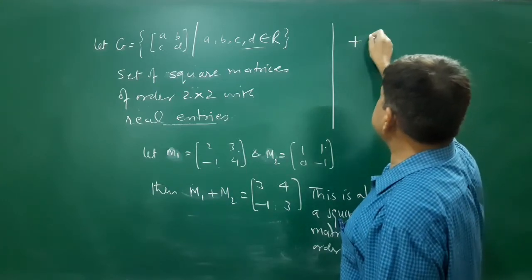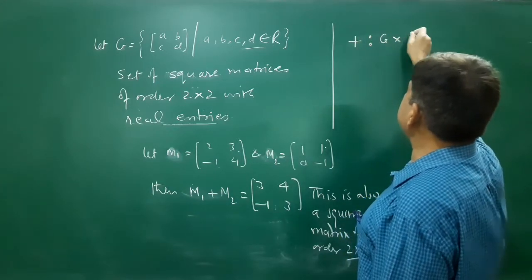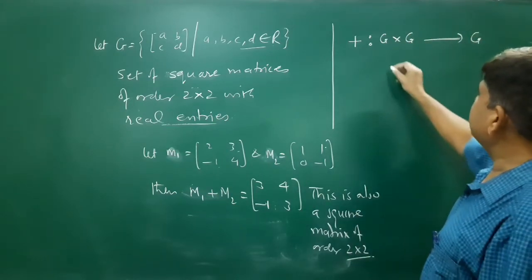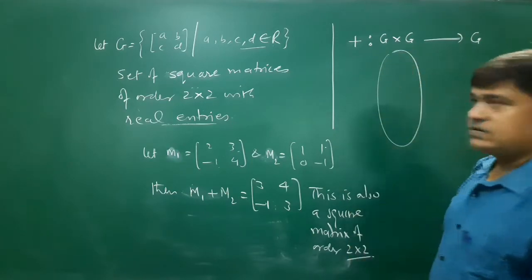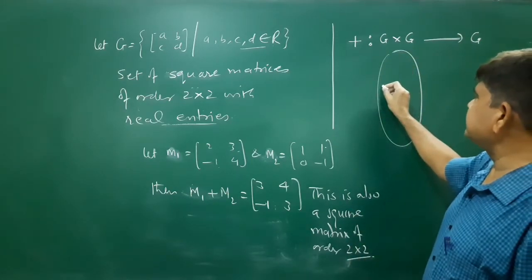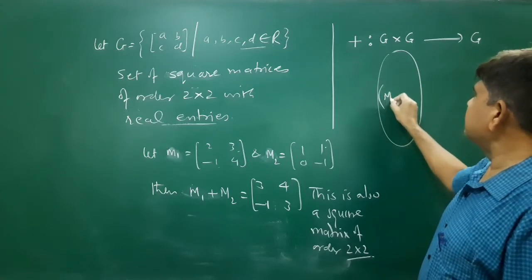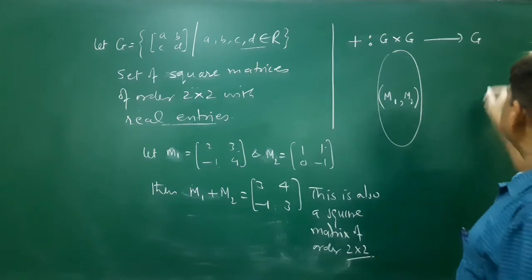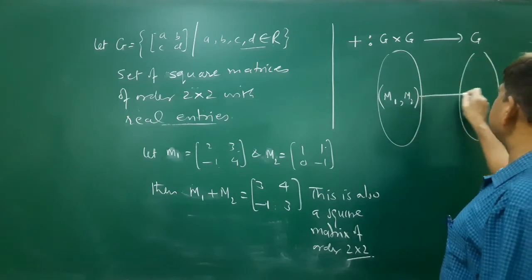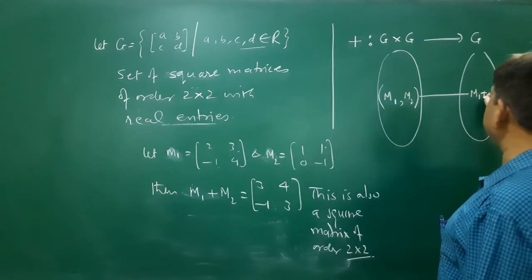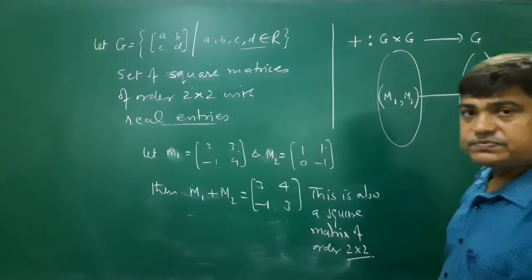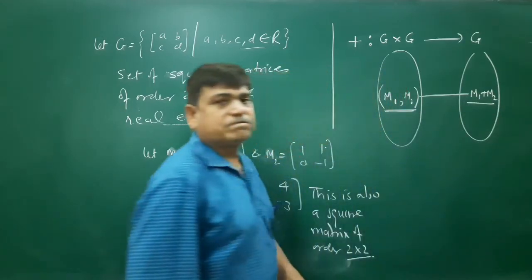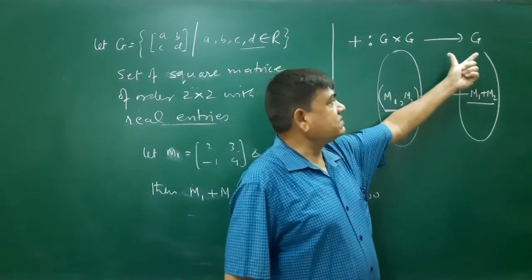So here it is the plus sign. This is Z cross Z to Z, and we will find ordered pairs just like this, M1 comma M2, and this is the image of this, and here you find M1 plus M2. So the image of this one is this. This is the set of matrices.